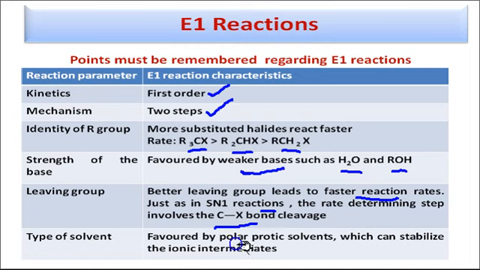These reactions are favored by polar and protic solvents because these kinds of solvents favor the generation and the stability of the carbocation intermediate. So these are the important points regarding the E1 reactions.